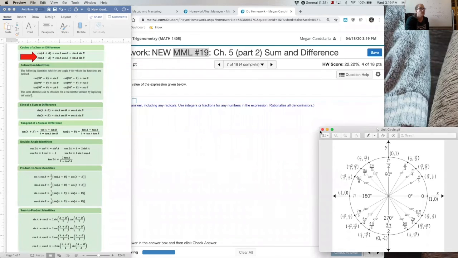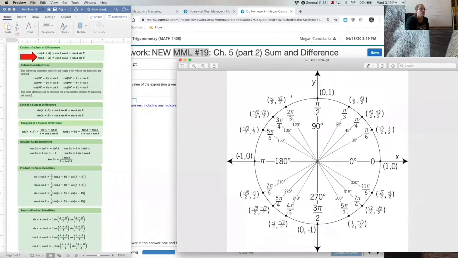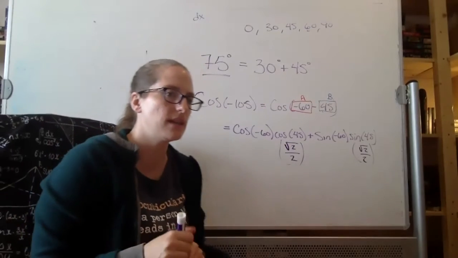Okay, so looking at our unit circle here. We got our 45s from here: square root of 2 over 2, square root of 2 over 2. Negative 60 means I start here and I go backwards 60 degrees, which would get me to here. So cosine of negative 60 is 1/2. Sine of negative 60 is negative square root of 3 over 2. So I'm going to head back to the board and plug those things in.